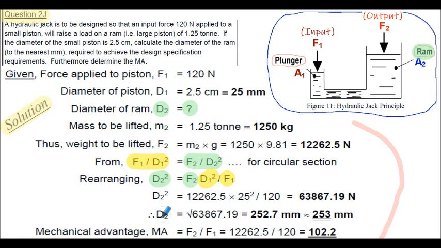And of course, to actually find D2, you will need to square root and then give the answer to the nearest millimeter. Mechanical advantage was also calculated. As I say, I'll let you review the full solution at your own pace.